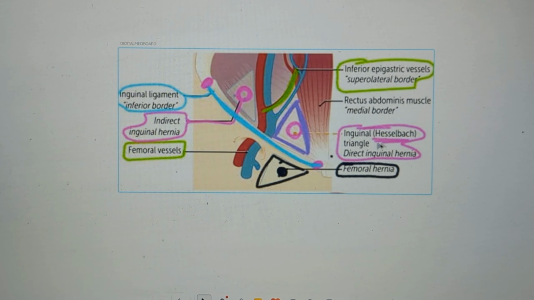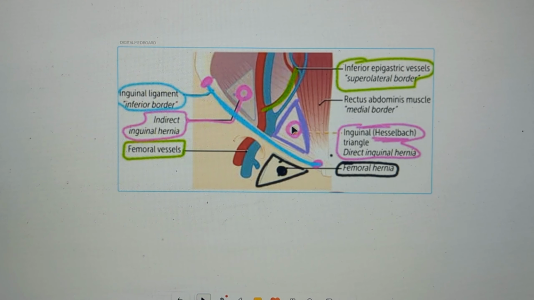The boundaries of Hesselbach triangle are the inferior epigastric vessels, the inguinal ligament, and the lateral border of the rectus sheath, enclosing the rectus abdominis muscle. A hernia occurring medial to the inferior epigastric vessels is more common in elderly patients and may involve the urinary bladder. A direct inguinal hernia causes vesicocele, which occurs due to weakness in the conjoint tendon.